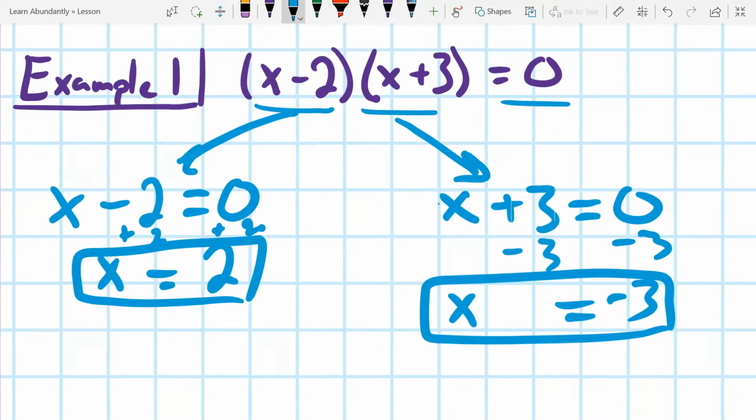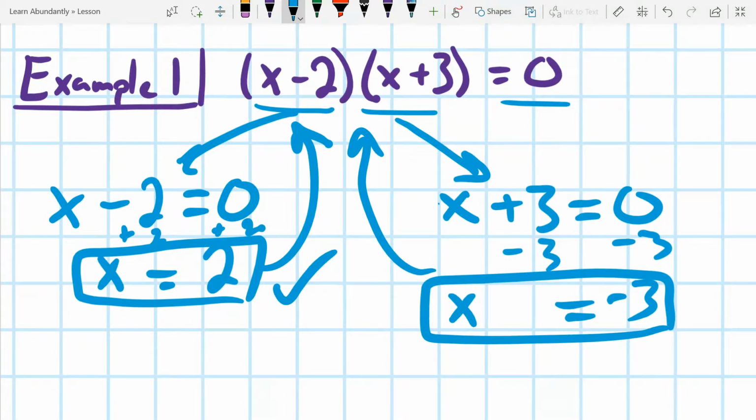Okay, so if we were to plug 2 back in to this equation, that first parentheses would go to 0. So it'd be 0 times, well, in this case, 0 times 5. And 0 times 5 does equal 0. That's true. If we plug in negative 3 for the x, then we get negative 5 times 0 equals 0. So again, that one works too.